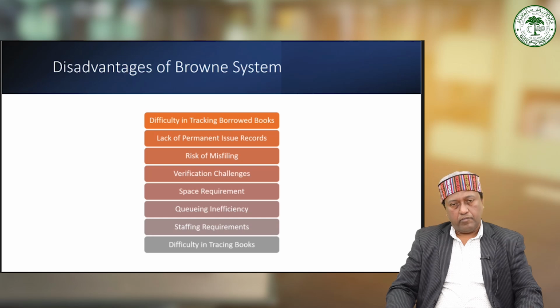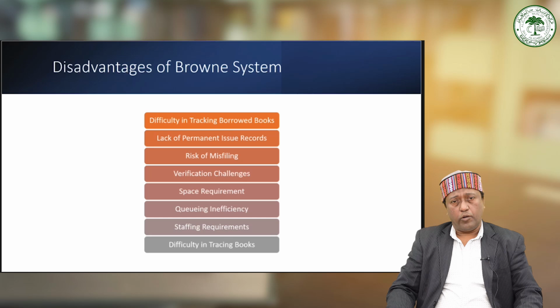And the last is difficulty in tracing the book. The arrangement of the book cards in the reader's pocket or reader's ticket, primarily by date, makes it difficult to trace a particular book quickly and efficiently, especially during rush hours. Similarly, book reservation may become challenging to manage efficiently. So these are some of the drawbacks of this Browne system.